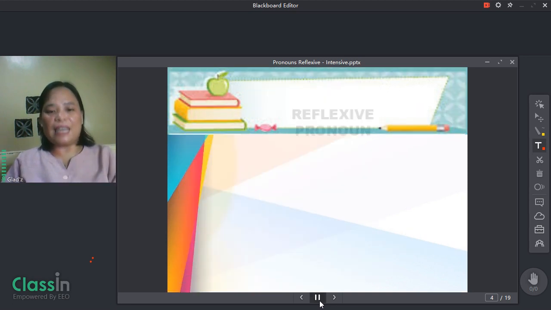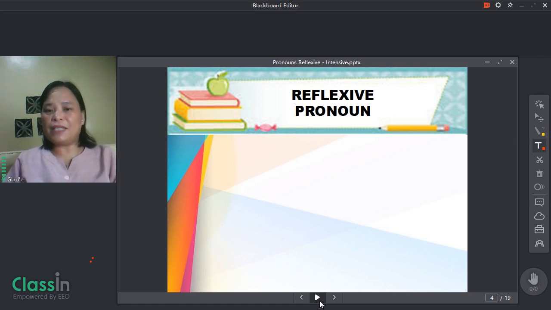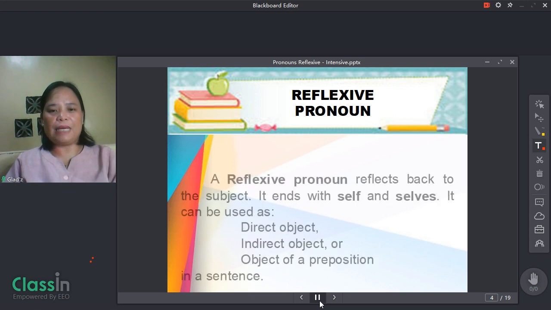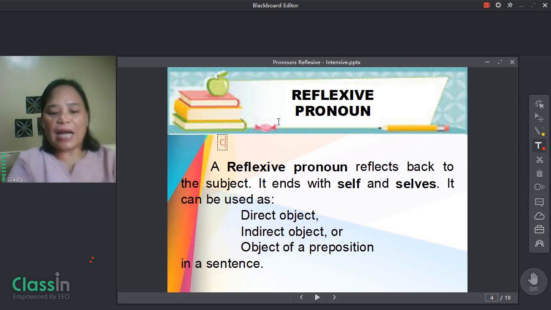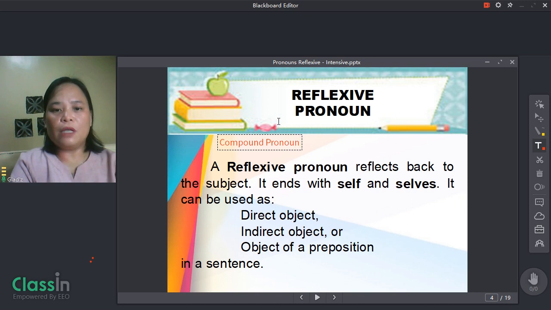That is a reflexive pronoun. What is a reflexive pronoun? A reflexive pronoun reflects back to the subject. It ends with self and selves. It can be used as direct object, indirect object, or object of a preposition in a sentence. Actually, class, a reflexive pronoun is also a kind of compound pronoun. Remember that. A compound pronoun.